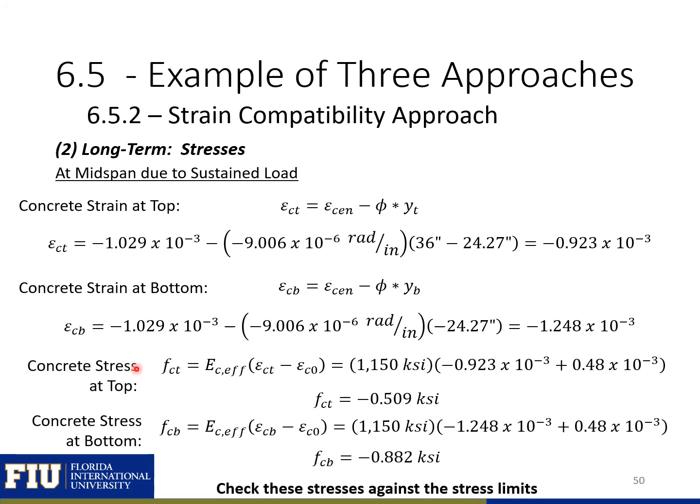We can find the stress at top and bottom by taking the strain minus our shrinkage strain times our effective modulus, and that gives us our stress. And we can find then our stress in the top fiber and stress in the bottom fiber due to all of our sustained loads. You can see these are both compressive stresses, so we can check these against the ACI limits.